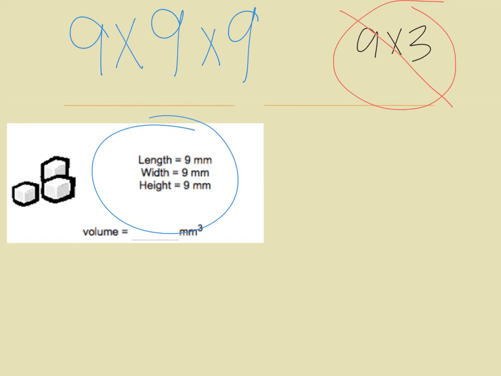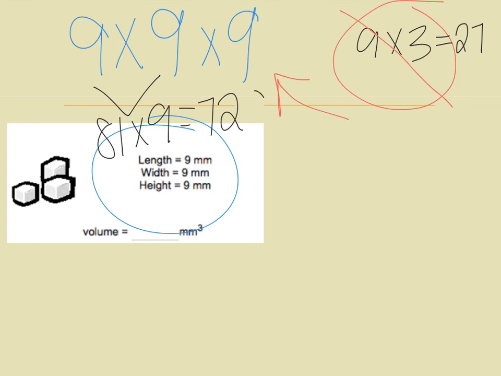I waited for you to say it. This is not the same thing. You cannot say 9 times 3 is the same thing as 9 times 9 times 9. Because we know right now 9 times 3 is 27. Let's figure out what 9 times 9 times 9 is, and you can really see the difference. So we know 9 times 9 is 81. And 81 times 9 is 729. Now tell me for a second, is on any planet 729 the same thing as 27?